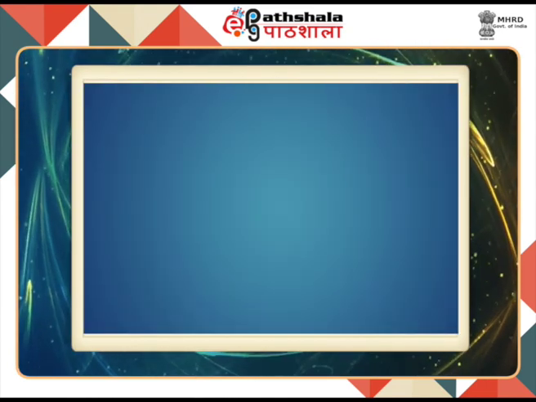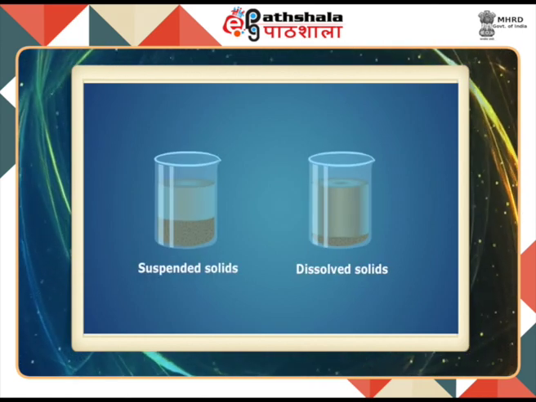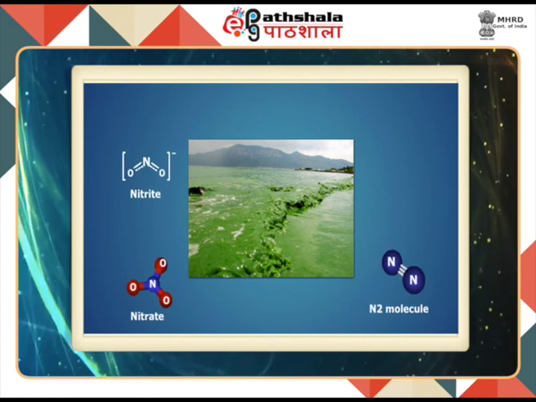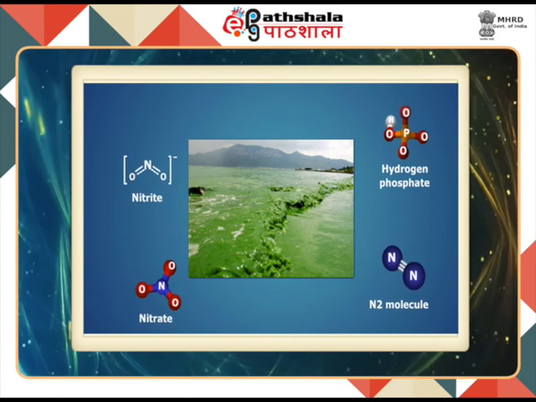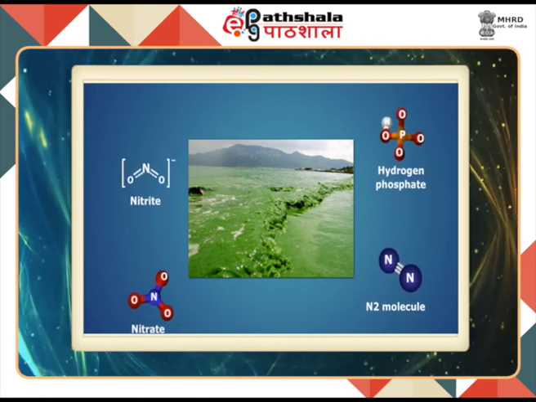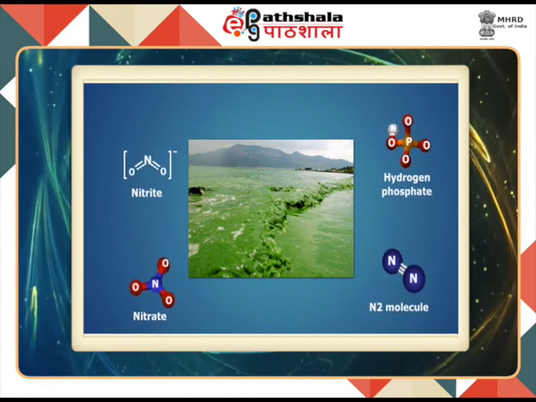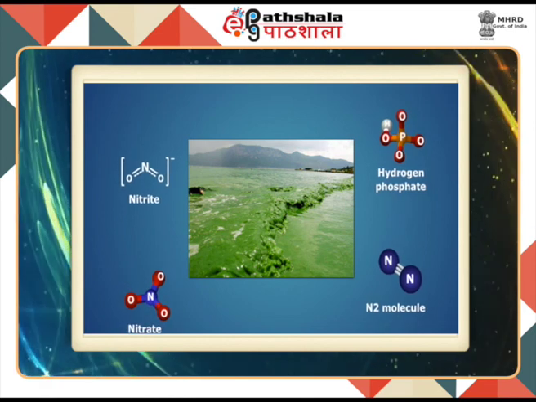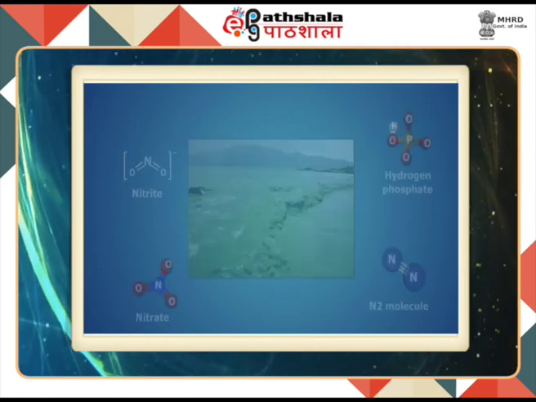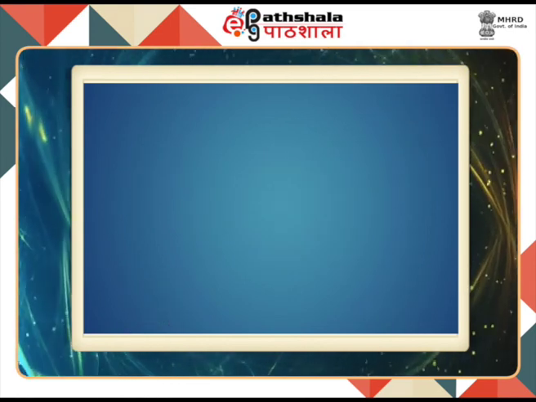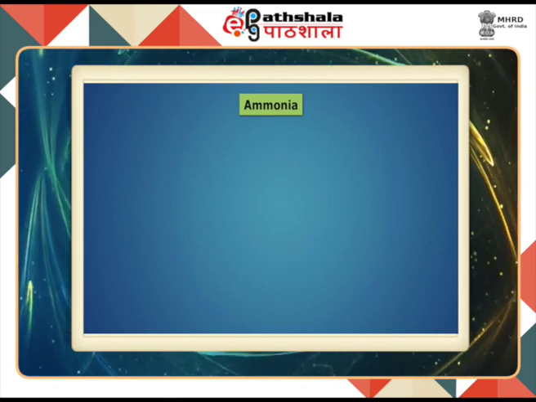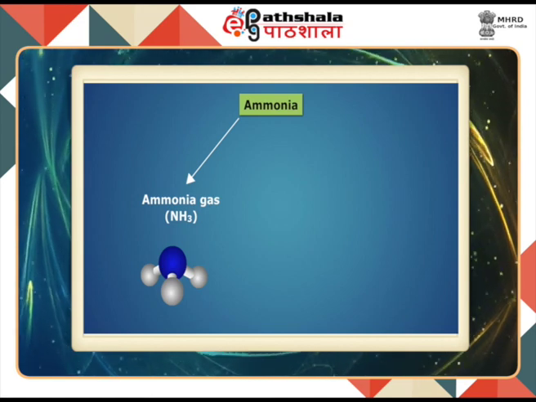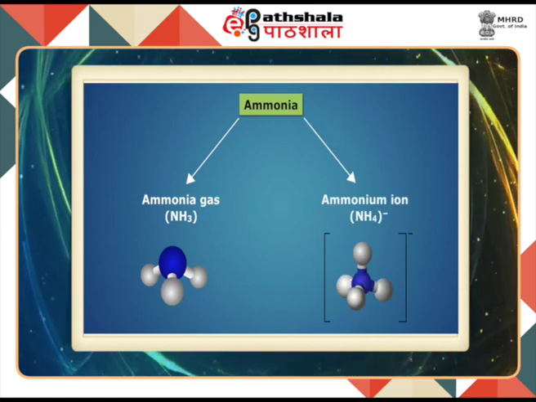After the removal of suspended and dissolved solids, the removal of nutrients, that is, nitrogen-containing compounds and phosphate, is very important because excess of nutrients causes eutrophication. Nitrogen exists in a variety of forms in wastewater. In water, ammonia exists in two forms. One is as ammonia gas and the other is as ammonium ion.